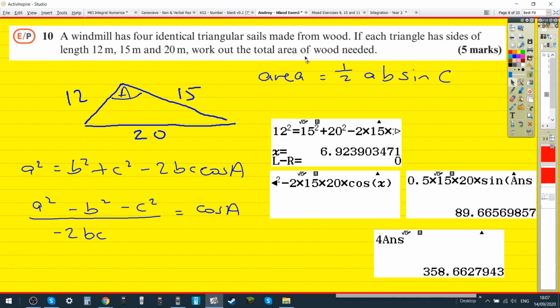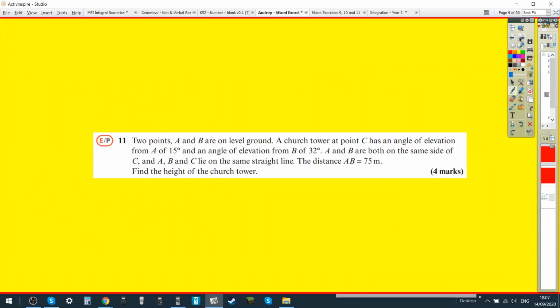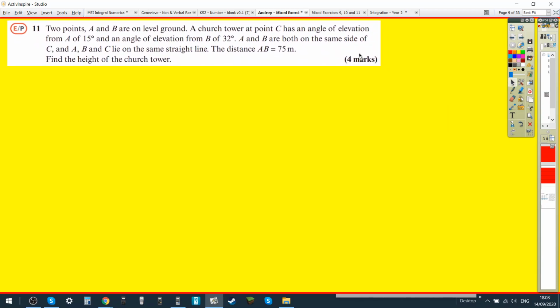Okay. Any questions with that? No. 359 square meters, so meters squared. Yeah. Cosine rule to get the angle, then sine rule to get the area. Okay. How about this?